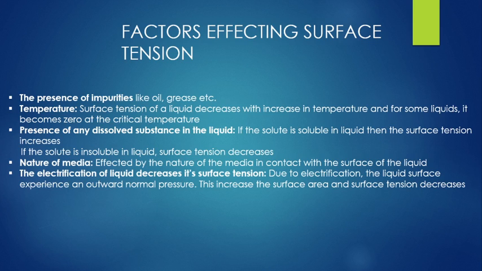That is, during electrification the surface area increases. During electrification there is an outward force. Surface tension is an inward force. So the outward force during electrification acts against the surface tension. Because of that the surface area increases. So when the surface area increases, the surface tension decreases. That is, when electrification is done, the surface tension decreases. So these are the factors that affect surface tension: presence of impurities, temperature, presence of any dissolved substance, nature of media, and electrification of liquids.